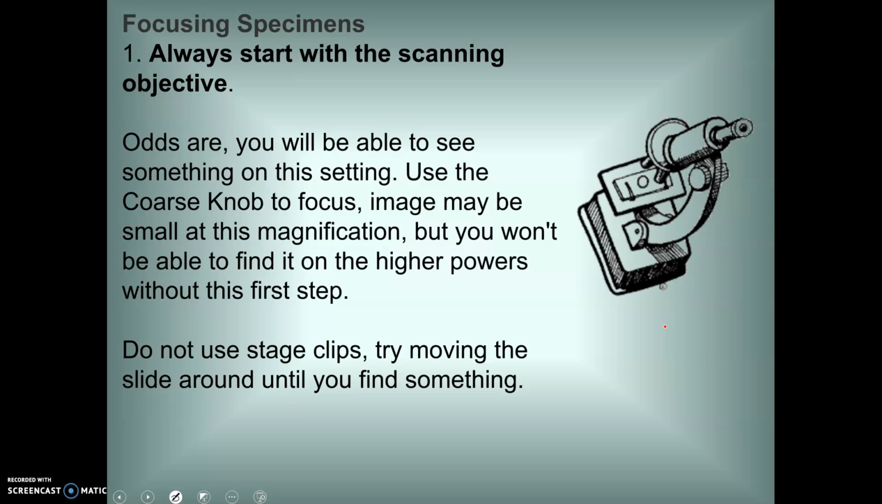All right, once you put your slide underneath, you're always going to want to start with the scanning, the shortest objective lens. That's because that scanning lens is actually going to give you the biggest field, and you'll be able to see probably something. It may look really blurry, but you'll probably be able to see something. And then you can use the coarse adjustment knob. Remember, that's going to be the bigger knob. And you can sort of turn that until you get your slide in focus. If you can't get the object completely in focus with the coarse adjustment knob, you can use that fine adjustment knob to fine tune it once you're almost there.